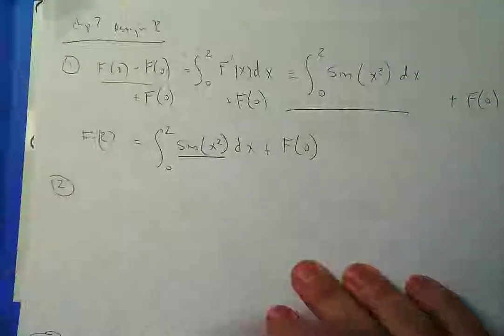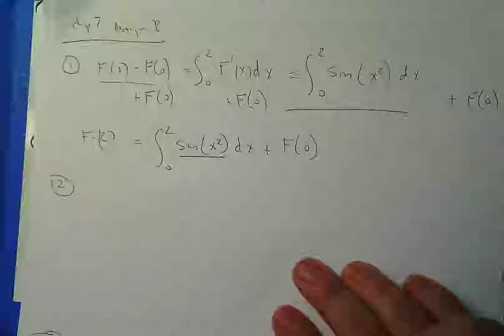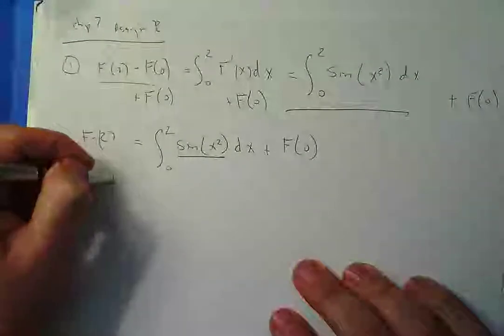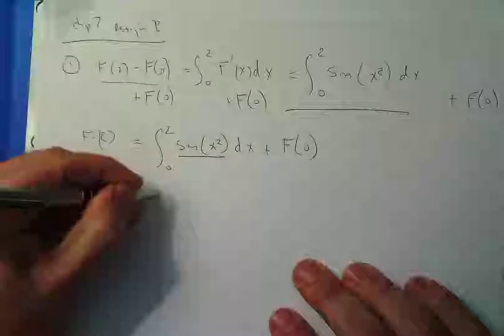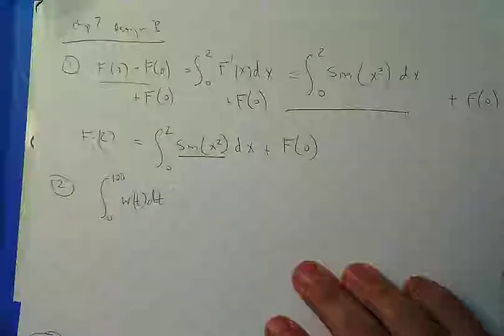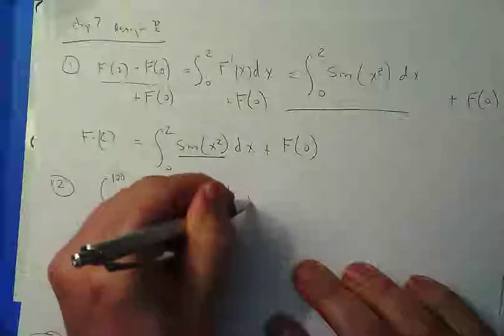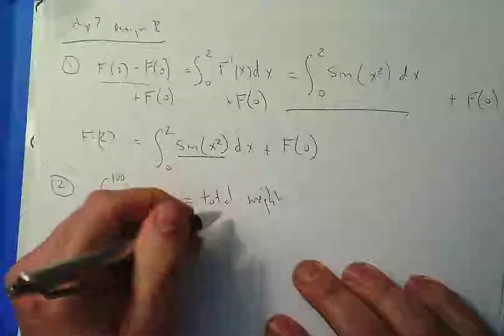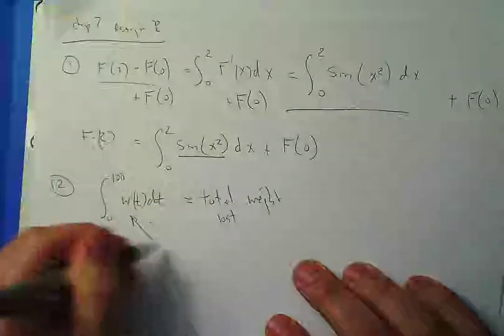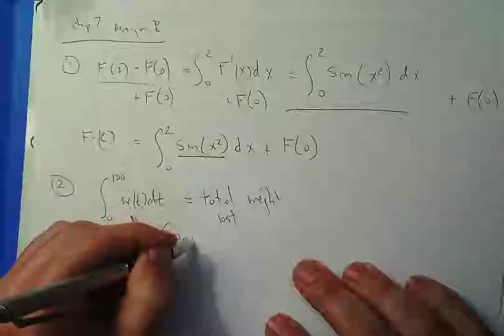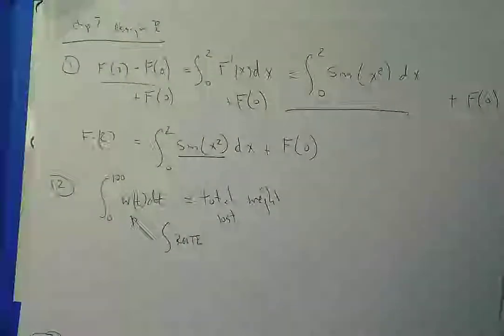Okay, 2. A log begins to lose weight after it is cut due to drying. If the integral from 0 to 100 of w of t dt represents the total weight lost. So I integrated something and got total weight lost. That means I must be integrating a rate. Just like integrating velocity tells us how far we've traveled, so too integrating this weight loss rate will tell us how many pounds we've lost.